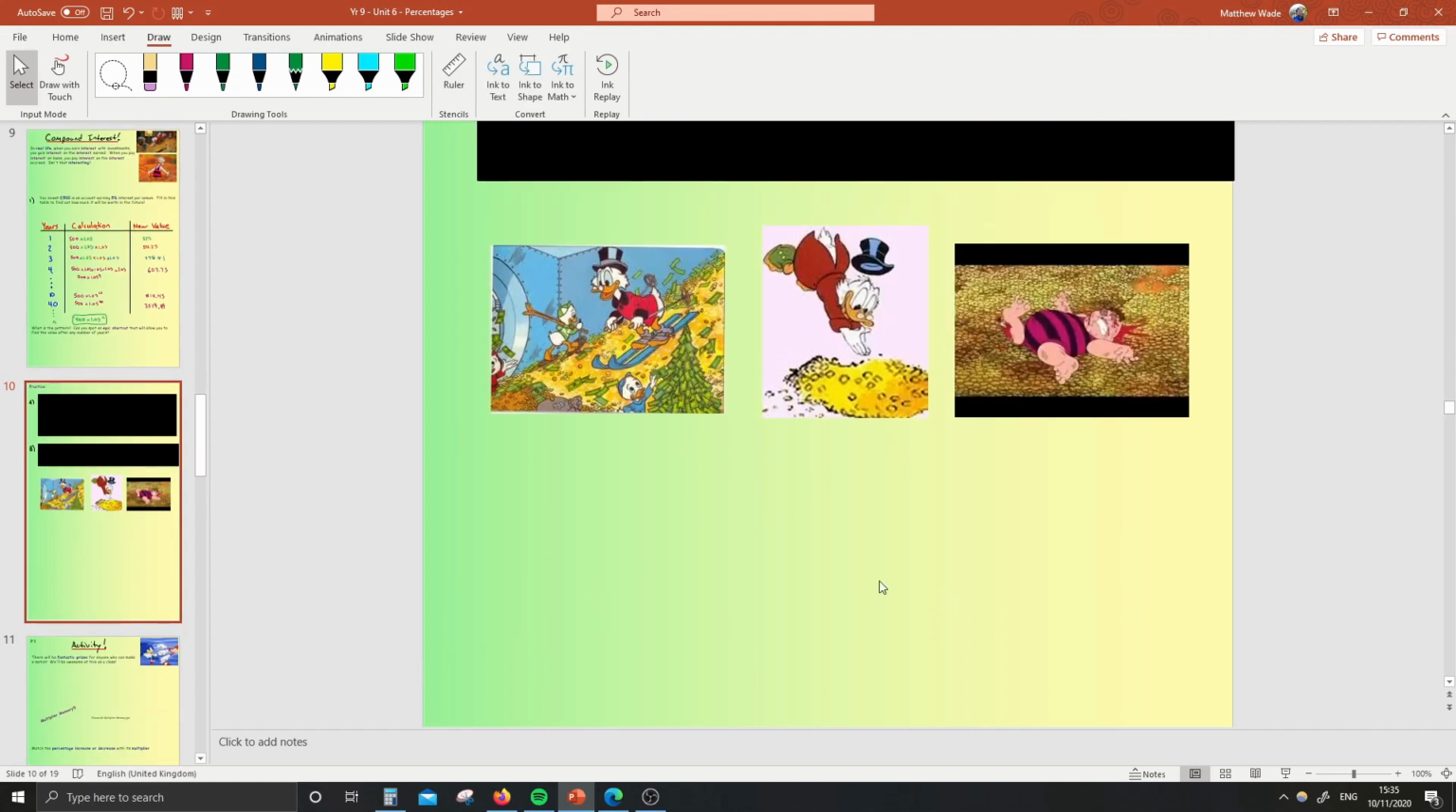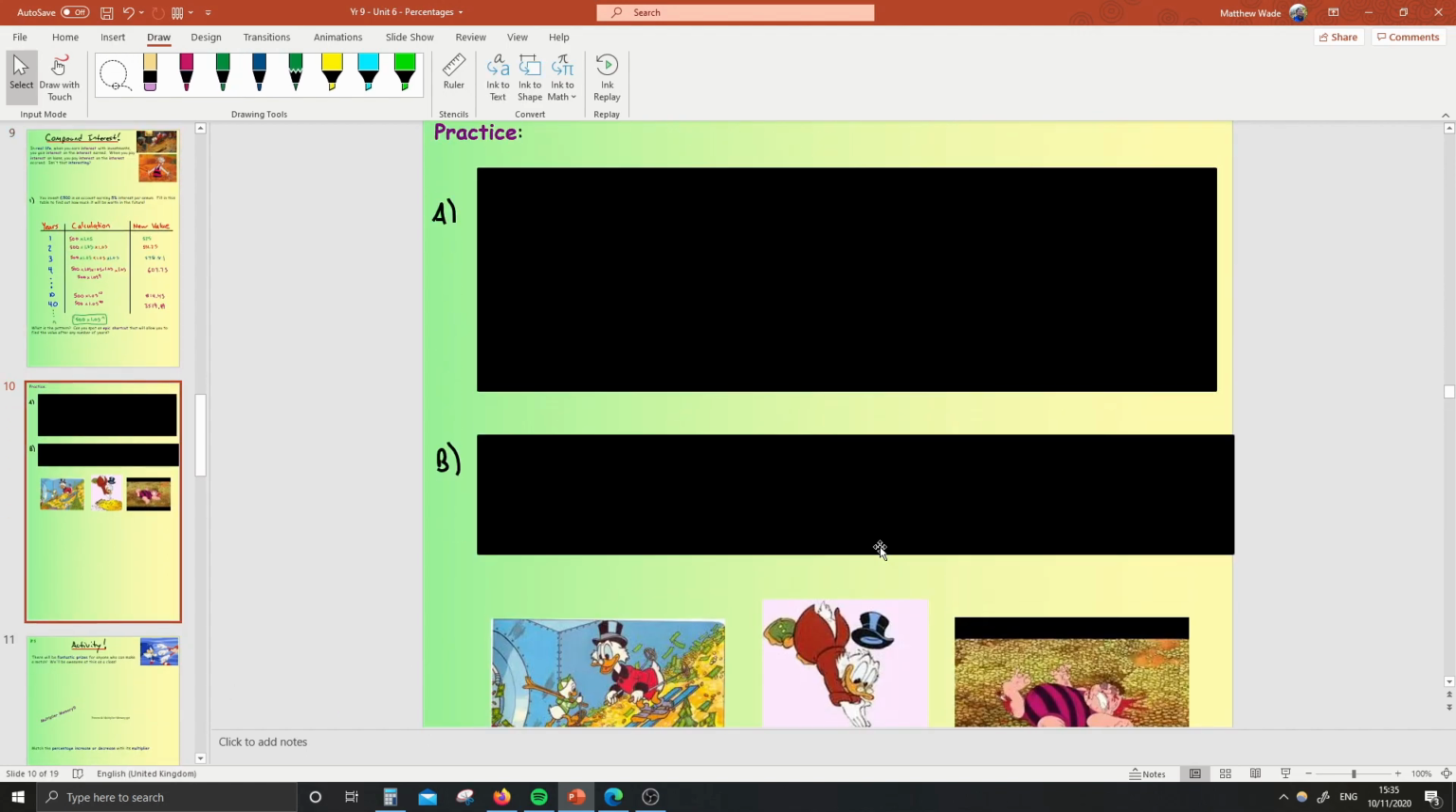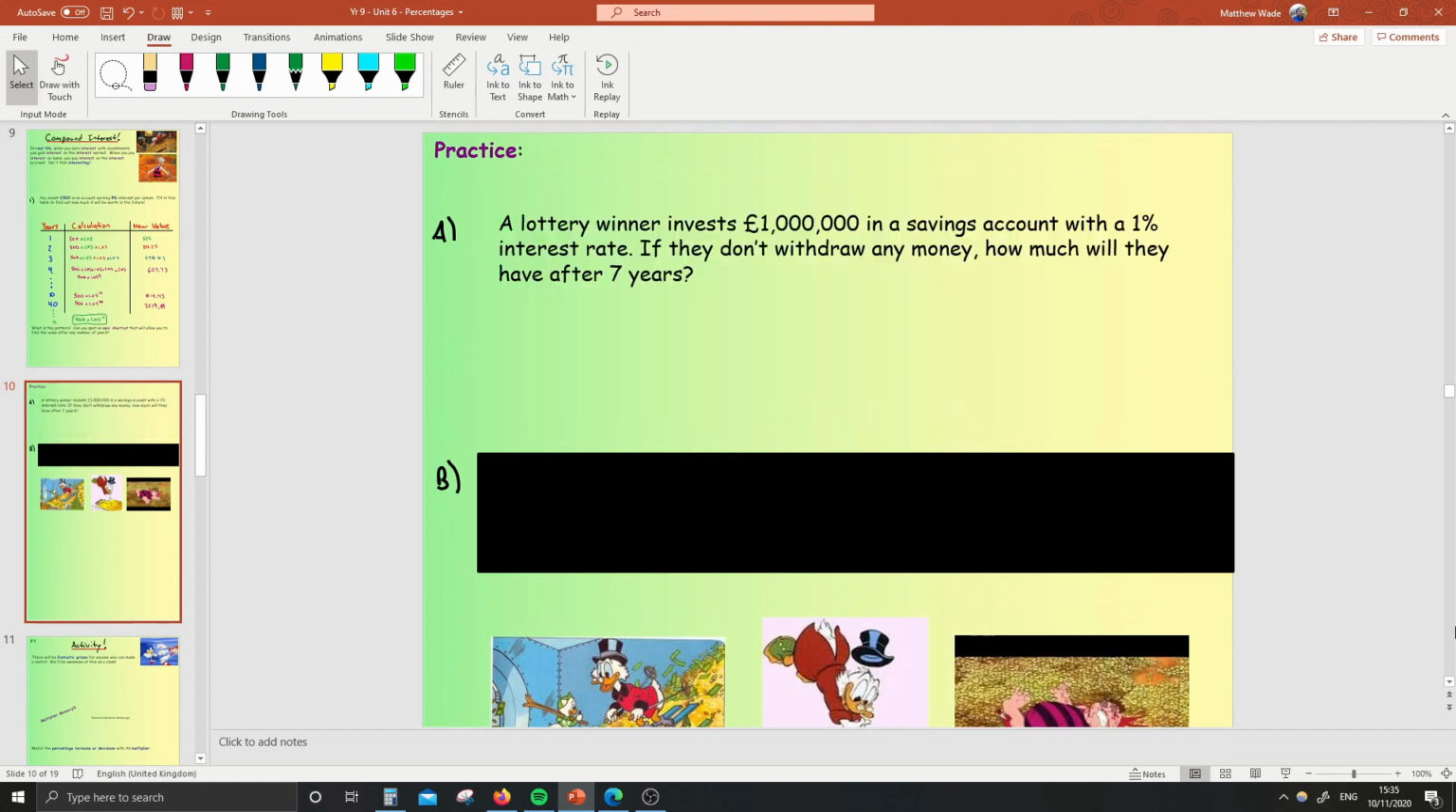Right, let's see how we're getting on then. Okay, these guys here. Check it out. Question 1. A lottery winner invests £1 million into a savings account with a 1% interest rate. That's pretty much what interest rates are right now, if you're lucky, but that's really quite low. You can usually do a better interest rate than that. And if they don't withdraw any money at all, how much will they have after 7 years?